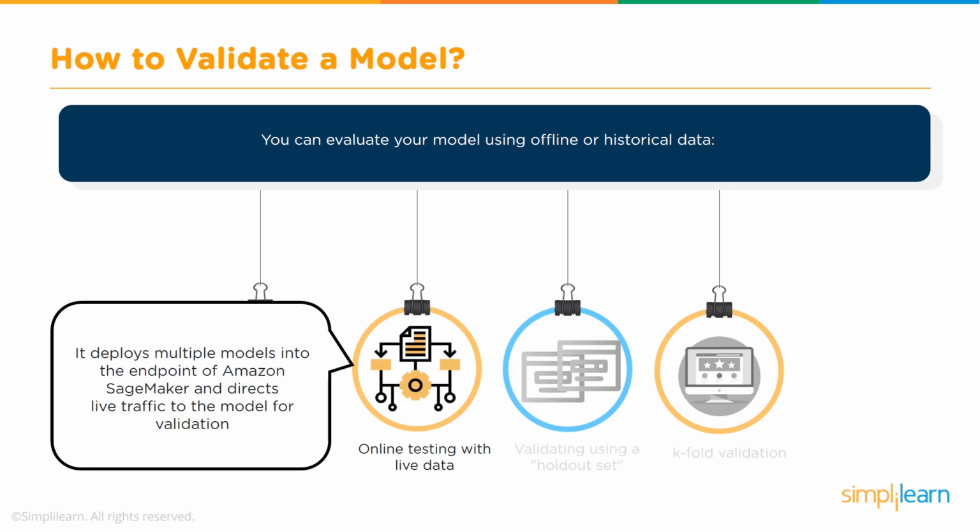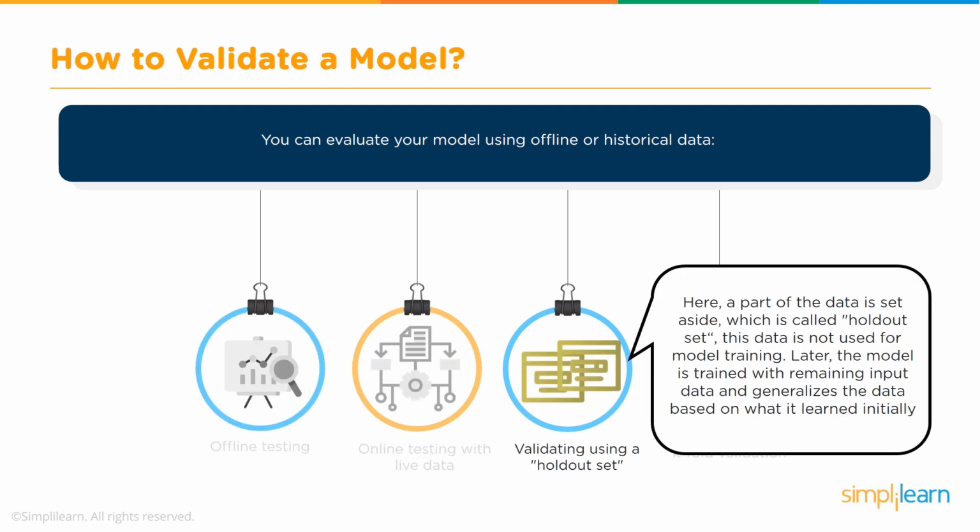Now use historical data to send requests to the model through the Jupyter Notebook in Amazon SageMaker for the evaluation. Online testing with live data deploys multiple models into the endpoints of Amazon SageMaker and directs live traffic to the model for validation. Validating using a holdout set is where part of the data is set aside, which is called the holdout set. This data is not used for the model training. So later, when the model is trained with the remaining input data and generalizes based on what is learned initially, whatever data was left out will be used for validating the model, because we have not used that data while training the model.